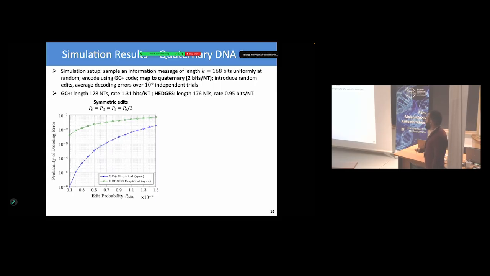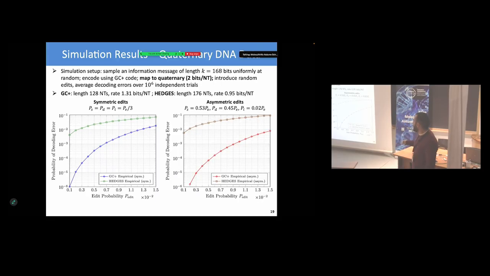Now you may say that, okay, in practice, it's never symmetric. So let's consider other ratios. And these are ratios motivated by some experimental results from one of Grass's papers, which says that 53% are substitutions, 45% are deletions, and only 2% are insertions. And for these proportions, we also compare the two, and the difference is still there.